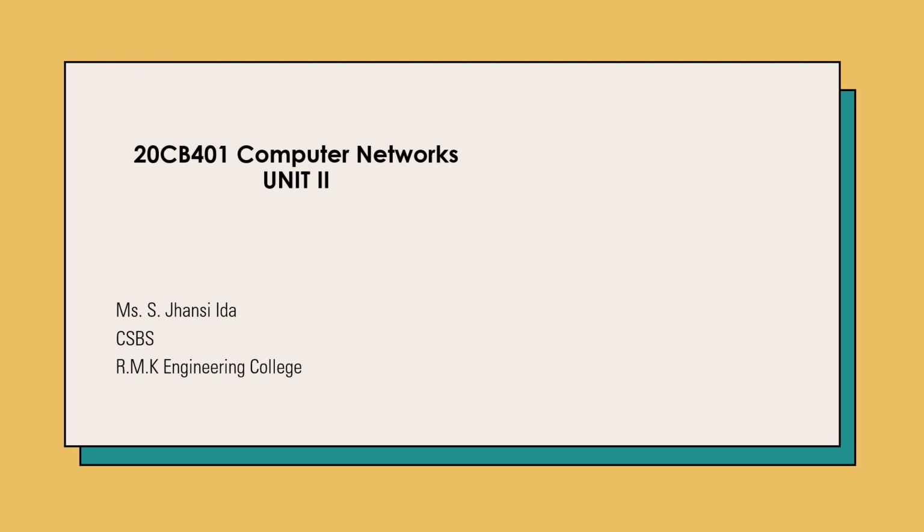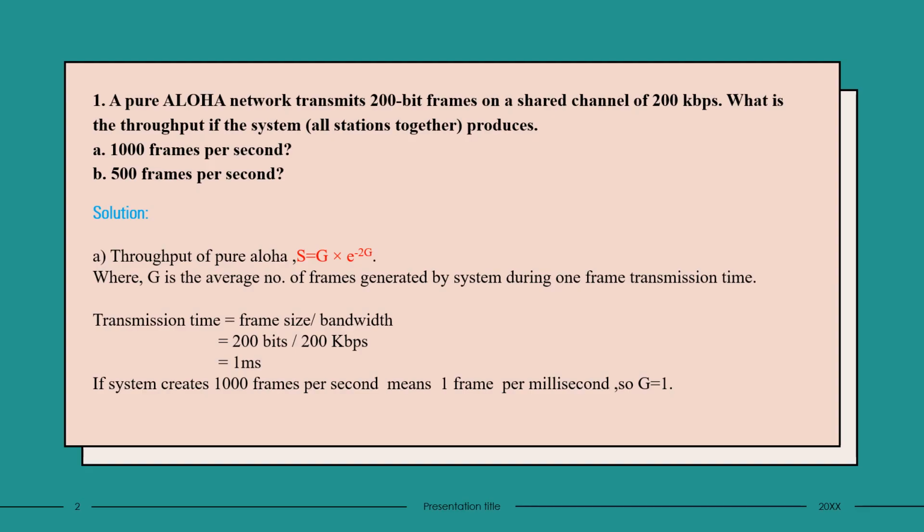Dear students, in this video lecture, we are going to discuss how to solve a problem on pure Aloha. I'll read out the question now. A pure Aloha network transmits 200-bit frames on a shared channel of 200 kbps. What is the throughput if the system produces 1000 frames per second, 500 frames per second? So here we have to find the throughput of the system for 1000 frames as well as for 500 frames per second.